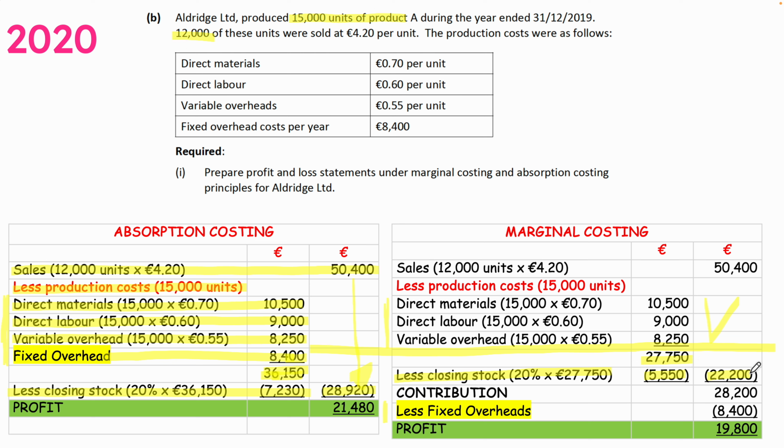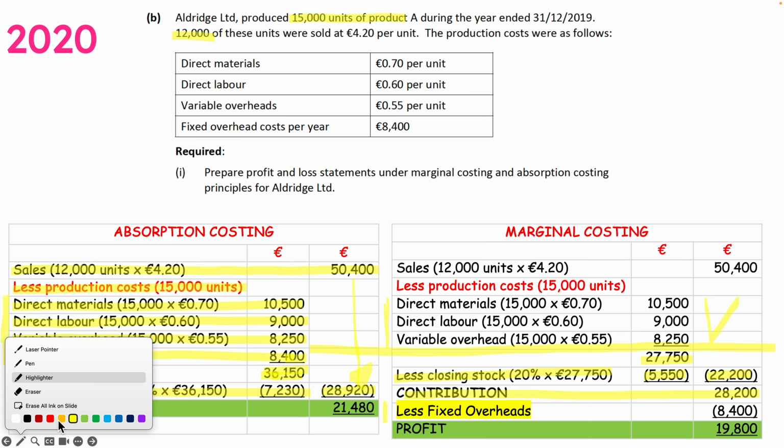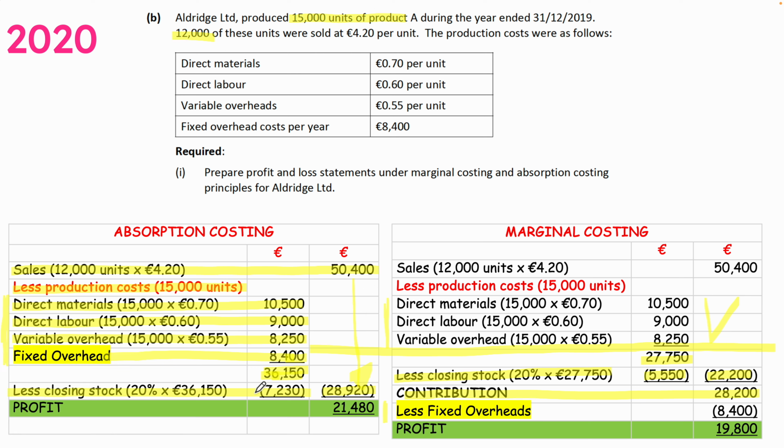We take that away then from our 50,400, and so as you know, our variable costs taken away from our sales gives us a contribution, 28,200. And then what we do, we take away the fixed overheads then of 8,400. And you can see that the profit figure is different. It's 19,800 euro, because under marginal and absorption costing, the closing stock is just valued differently.